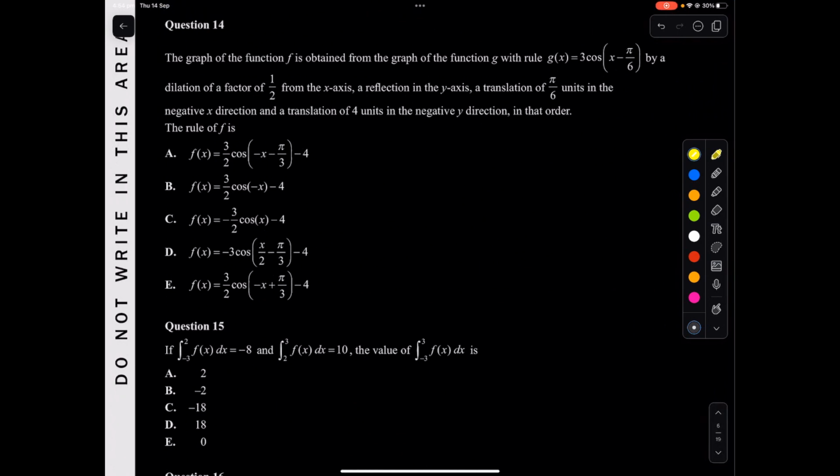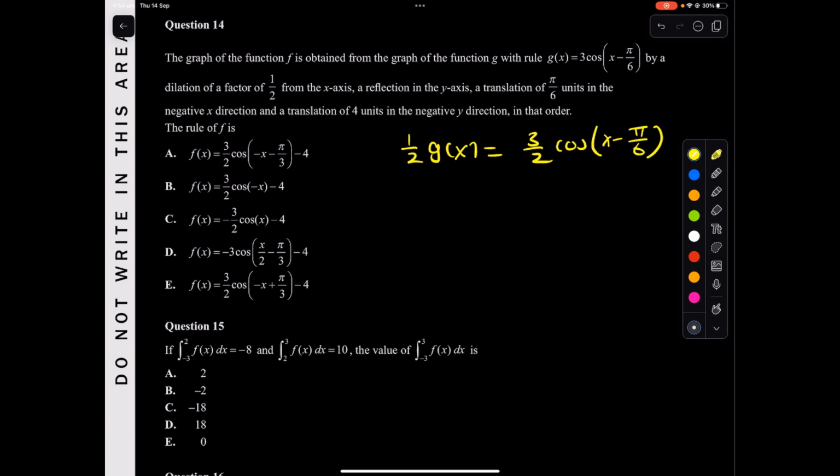The graph of the function f is obtained from the graph of the function g with the rule g of x, this, by a dilation of factor of half from the x-axis, a reflection in the y-axis, a translation of pi over 6 units in the negative x direction and a translation of 4 units in the negative y direction. In that order, the rule of f is what? Okay, so these are the transformations that have happened. The first one is a dilation by a factor of half from the x-axis, which is the same as parallel to the y-axis. So we just halve g of x, which is 3 over 2 cos(x minus pi on 6). Done. Next one is a reflection in the y-axis.